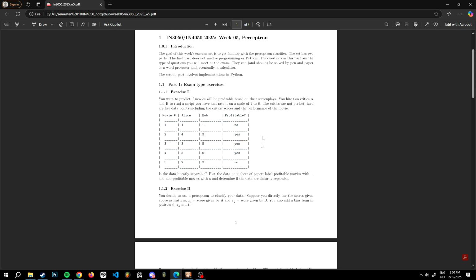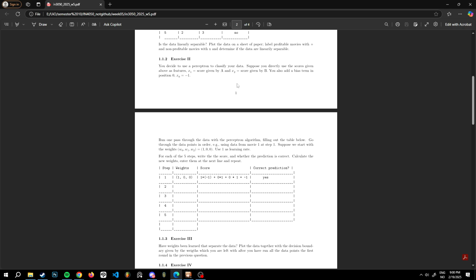Knowing the basics of this, we can start understanding where this perceptron that I was talking about in the beginning comes in here. I'm gonna read out loud exercise 2 now. You decide to use a perceptron to classify your data. Suppose you directly use the scores given above as features, where x1 equals score given by A, and x2 is the score given by B. You can also add a bias term in position 0, x0 equals -1. We will continue reading before explaining everything.